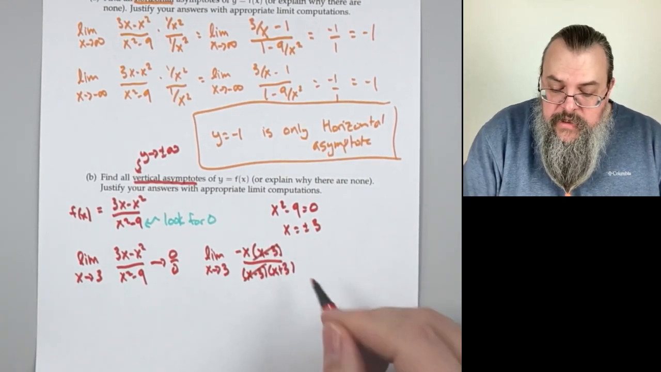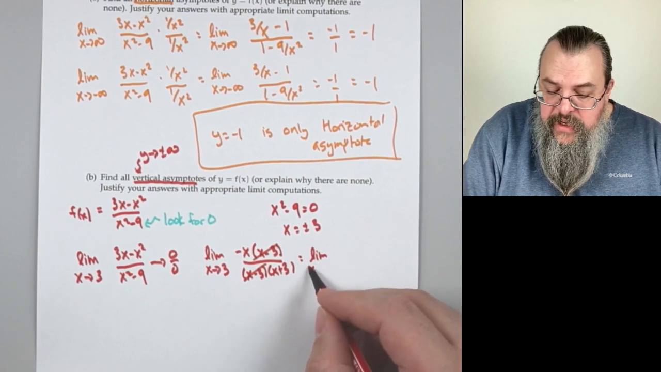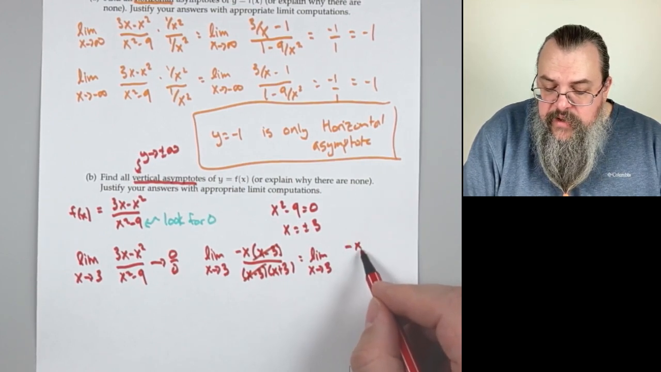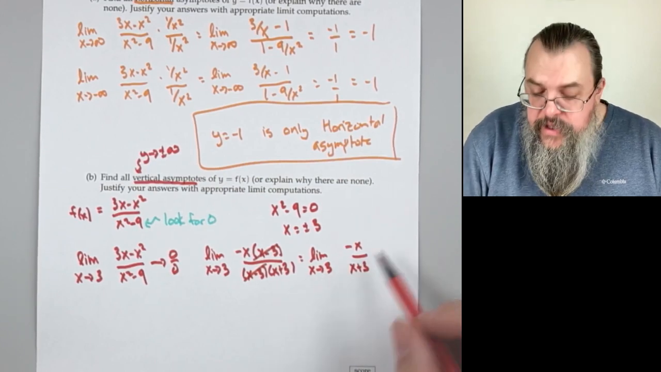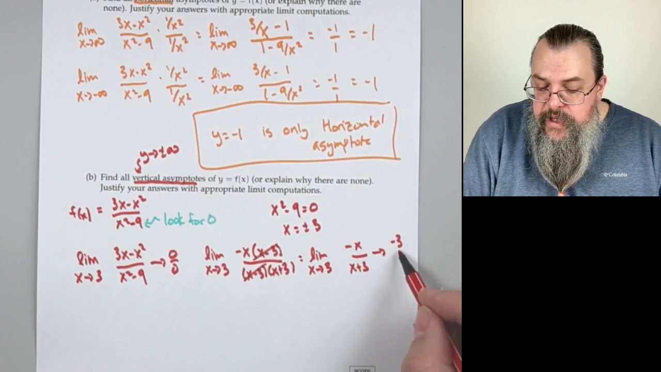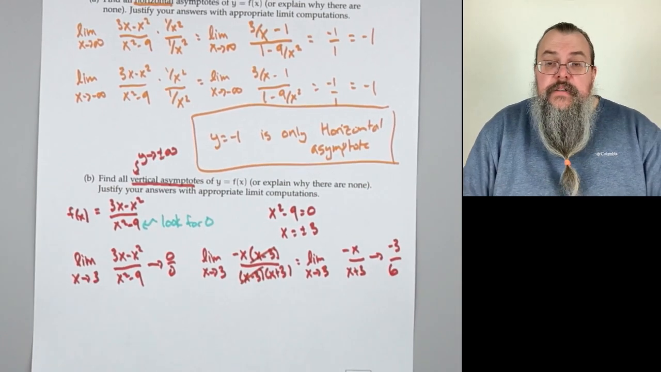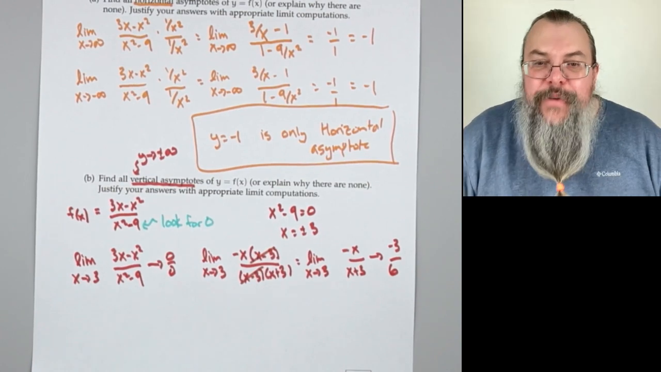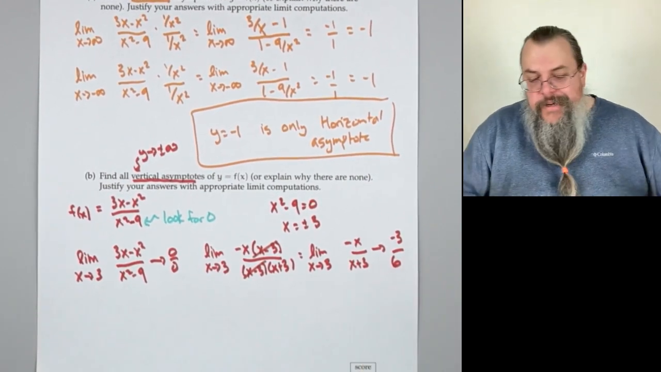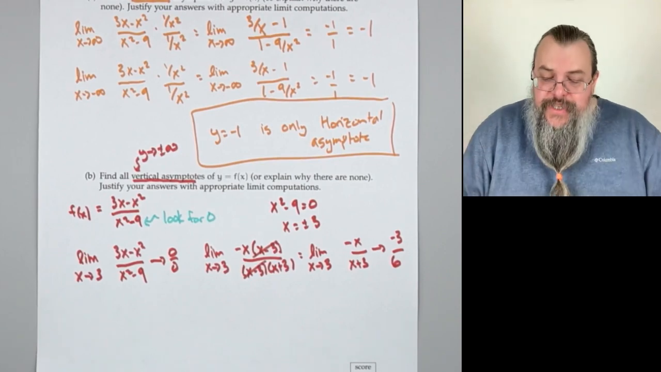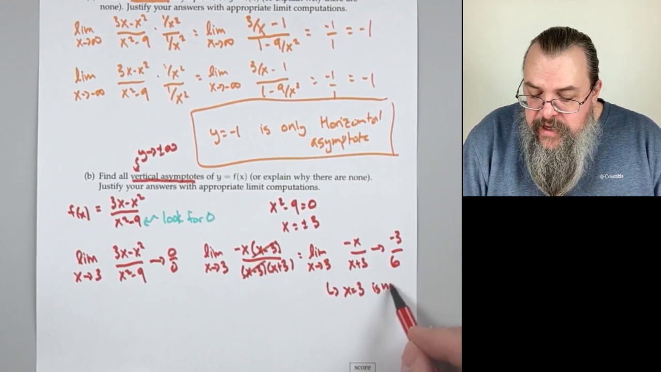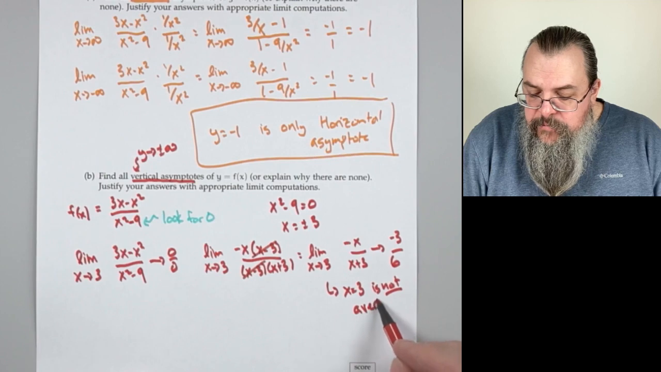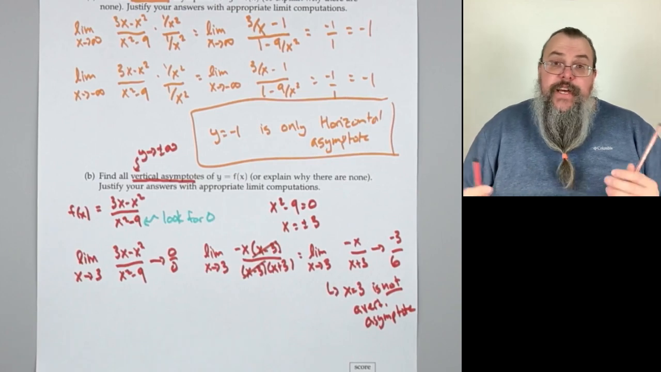And now we say, so this is a limit as x approaches 3 of minus x over x plus 3, and plug in 3. And what do we get? We get negative 3 over 6, which is a reasonable number. We don't really care what the value is. It's negative a half, but it converges. So what does this mean? It says, well, x equals 3 is not a vertical asymptote because it converged. Okay, so that's good.